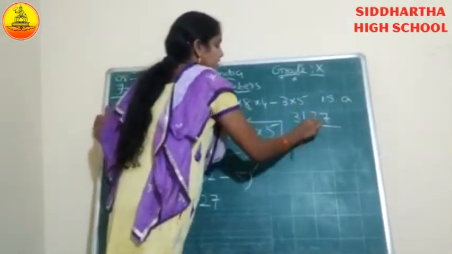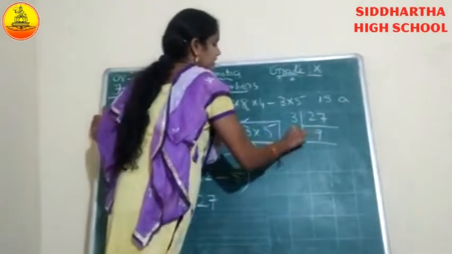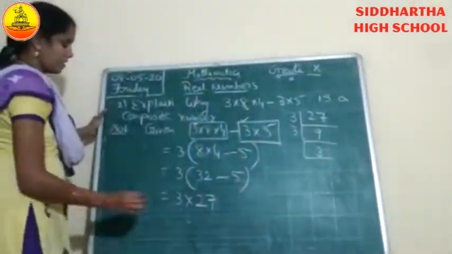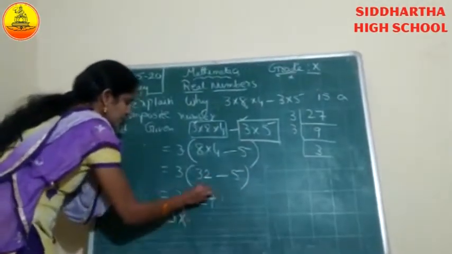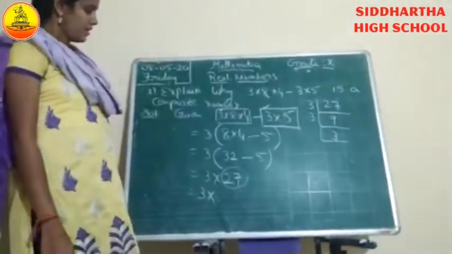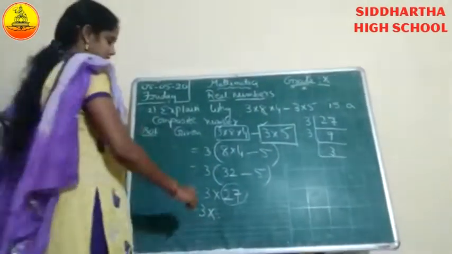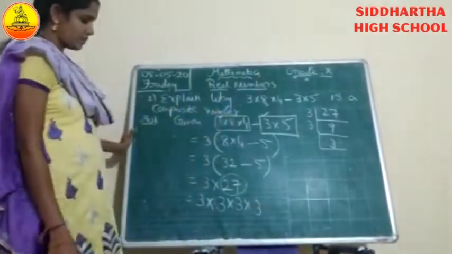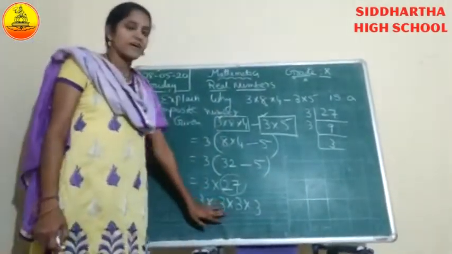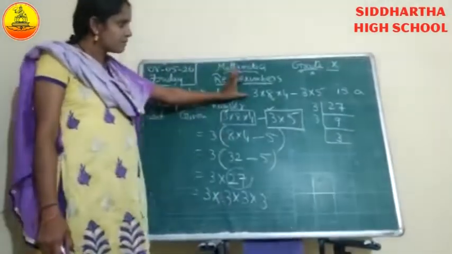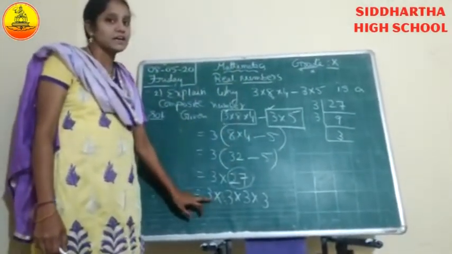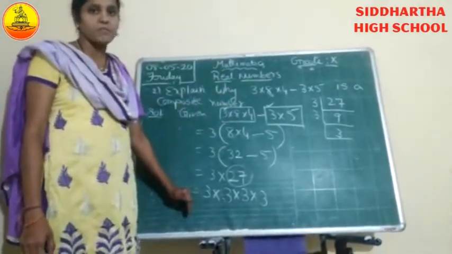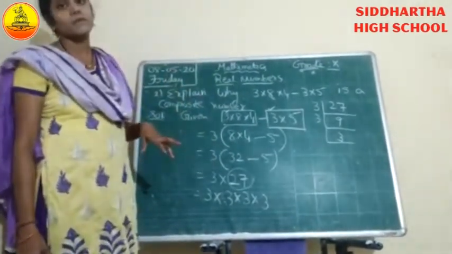So how to write in 3 table 27? 9 times. In 3 table 9? 3 times. So 3 is a prime number. You can stop. Now 3 into 27 can be written as 3 into 3 into 3. Okay. Now you see here all prime factors only are there. That means the given number is finally expressed as the product of prime factors.